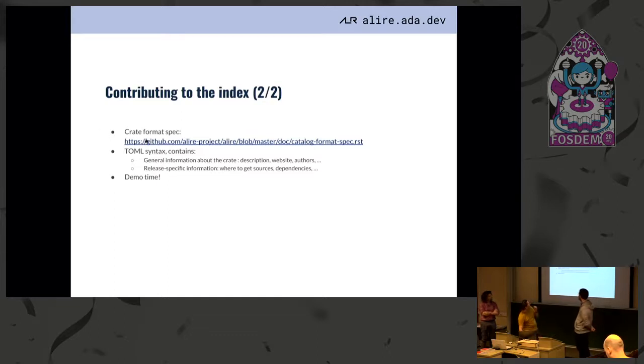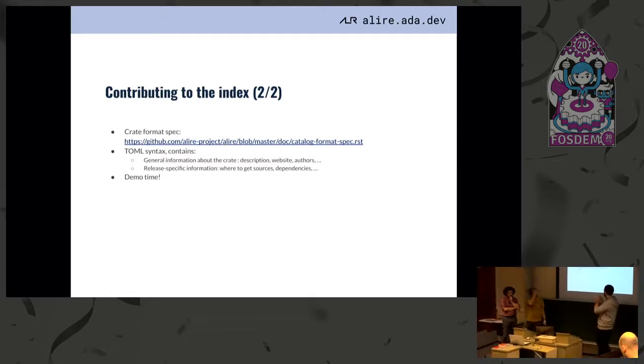If you want to check it out, go to the Alire project on GitHub. If you have issues, you can open issues directly on GitHub, and that's the right way to give feedback: go to this repository and open issues, or even pull requests if you want to contribute. That would be great.